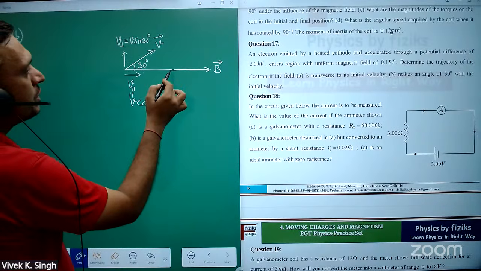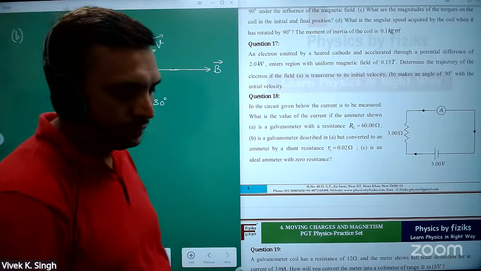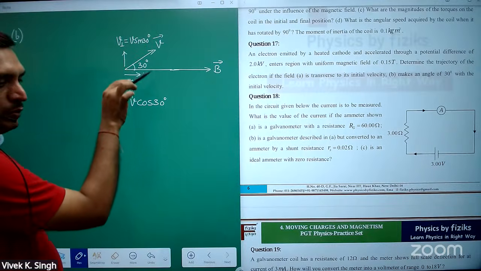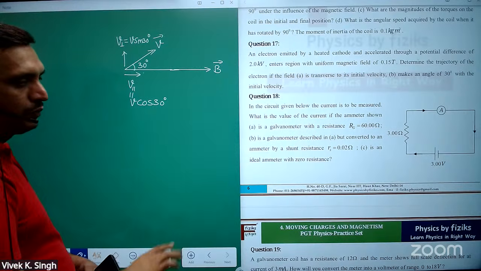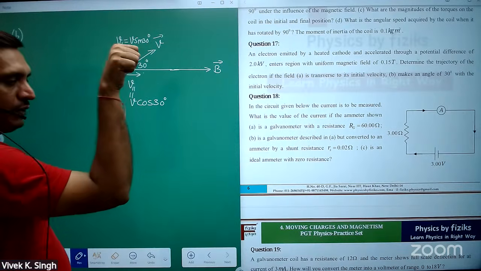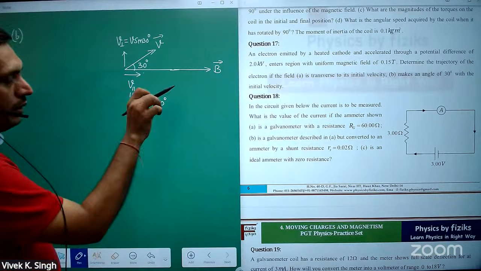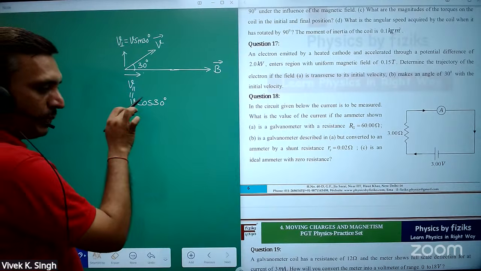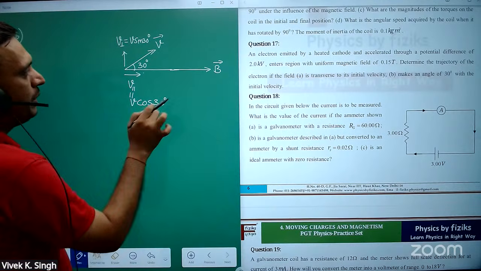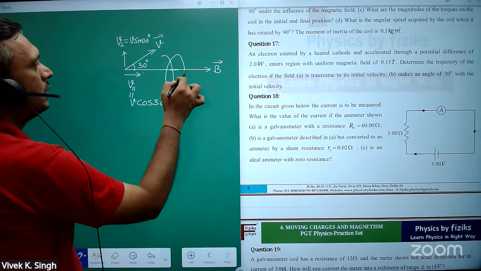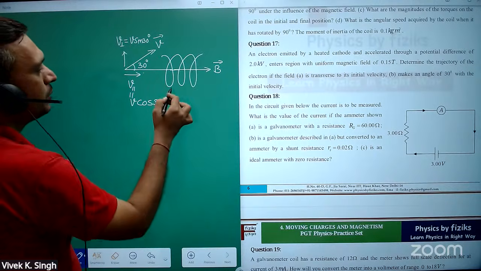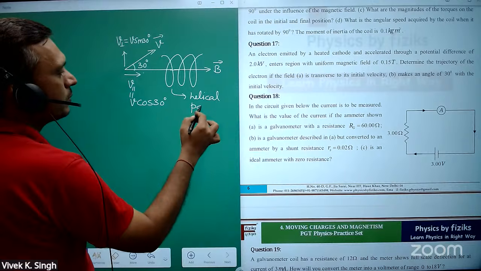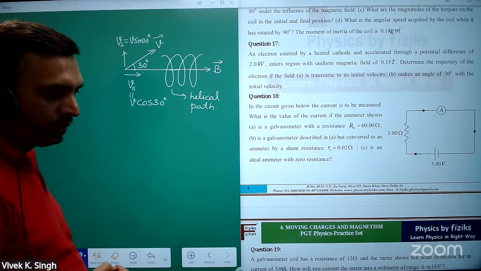The perpendicular component will try to move the charged particle on a circular path. If there is only the perpendicular component, then the charged particle will move on a circular path. If you take V cross B, the center will be inward. But V parallel will try to move in the direction of B. So the net, resultant path is a helical path. So in this case, you will get a helical path.